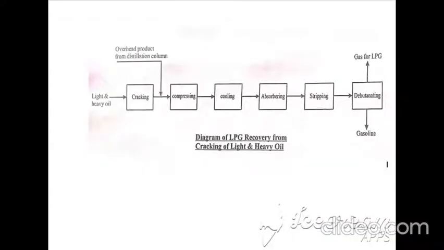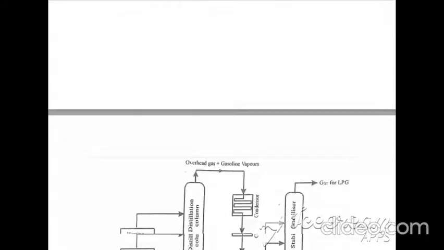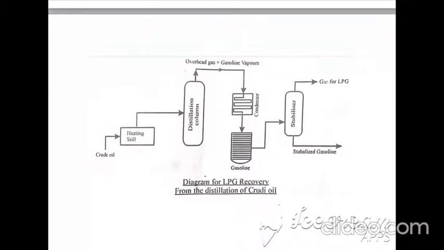At the end, I am providing process flow diagrams of two methods, and from these two methods we produce LPG, which is liquid petroleum gas. The first method is recovery of LPG from cracking of light and heavy oils, and according to the second diagram, recovery of LPG from the distillation of crude oil. So you can match all the data with these diagrams for your better understanding, and thanks for joining us.